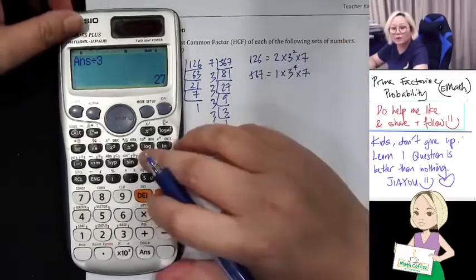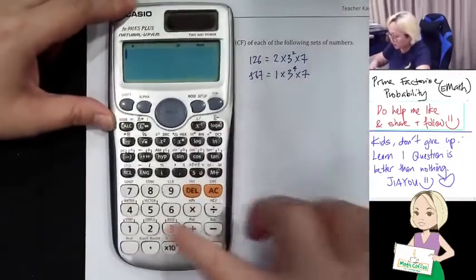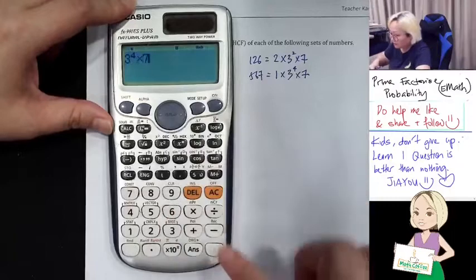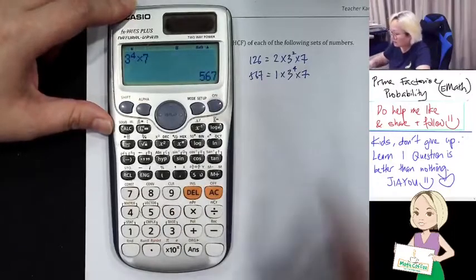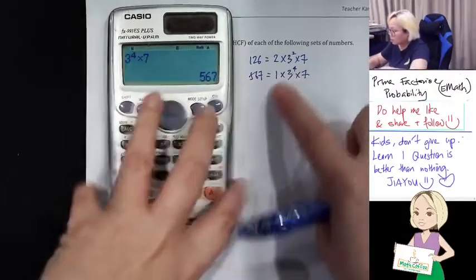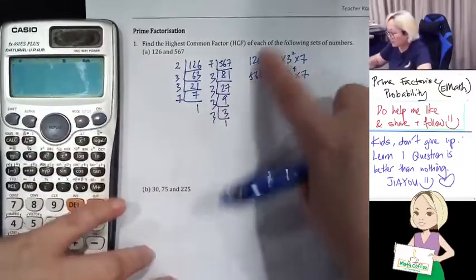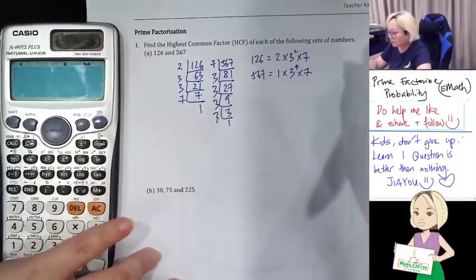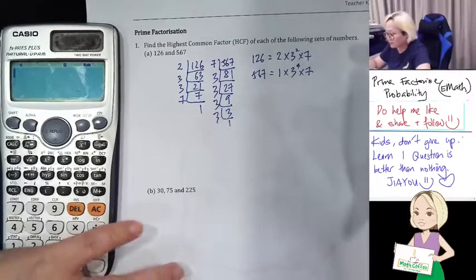Again, let's check whether we got it correct. It will be 3 to the power of 4 times 7, and you get 567. Understand? So now we have done our prime factorization.